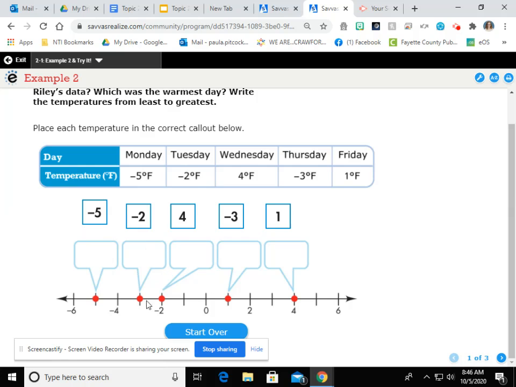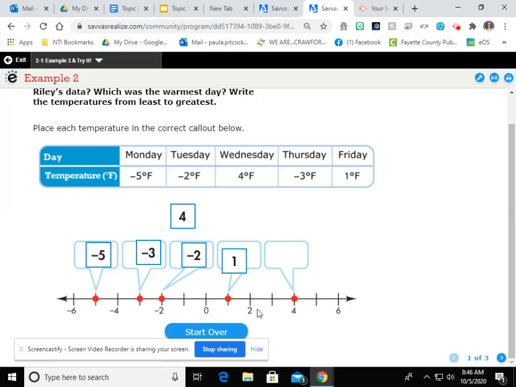So let's see, this dot right here is between -4 and -6. So that should be -5. Because remember, I count backwards. This is a 1, but it's got to be negative because it's to the left of 0. I don't have that option. -2, it's right here. -3, and I already did -5. So go to the right. These are positives. 1, 2, 3, 4.